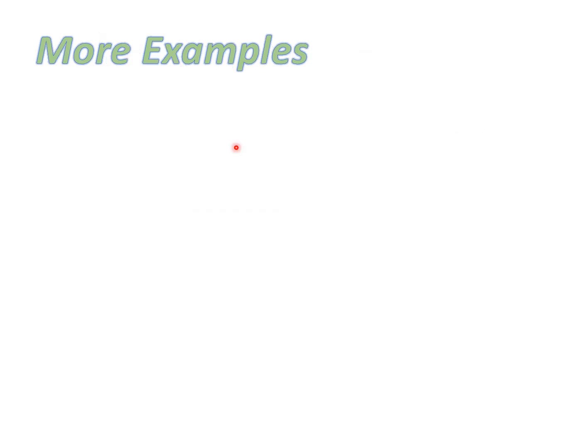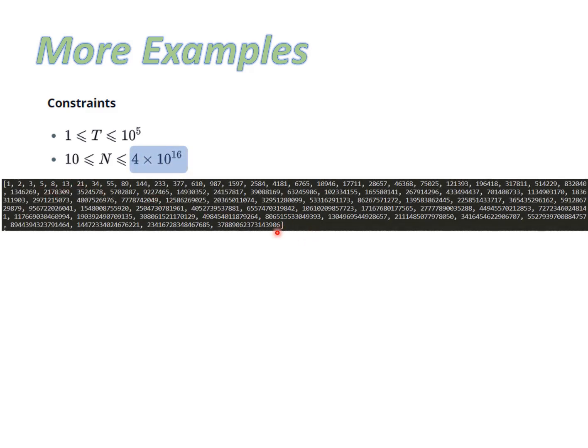Let us try to understand using more examples. But before that, we will try to understand the input constraint, or input limit. We have test cases from 1 to 10 power 5, and n can be from 10 to 4 into 10 power 16. If we list down all the Fibonacci numbers below 4 into 10 power 16, we get this list.